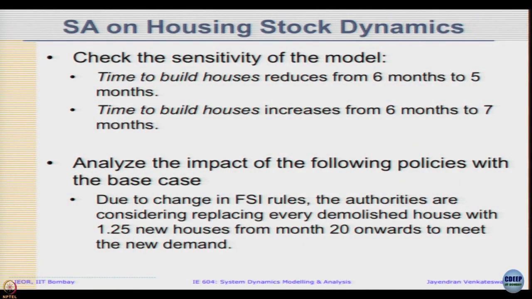So, we have done this housing stock dynamics. We can also check sensitivity of the model. To say, for example, one parameter, time to build houses, increases from 6 months to 7 months. And we can analyze the impact of one new policy also, saying due to change in FSA rules, authorities are considering replacing every demolished house with 1.25 new houses from month 20 onwards to meet the new demand. If you look at the model, the desired number of houses increases by 50,000 units in month 20. So, along with it, there is a policy also being considered. So, why don't you work on this?